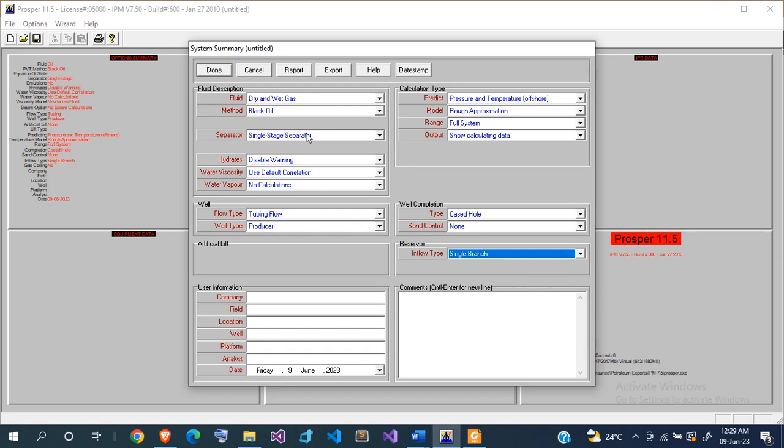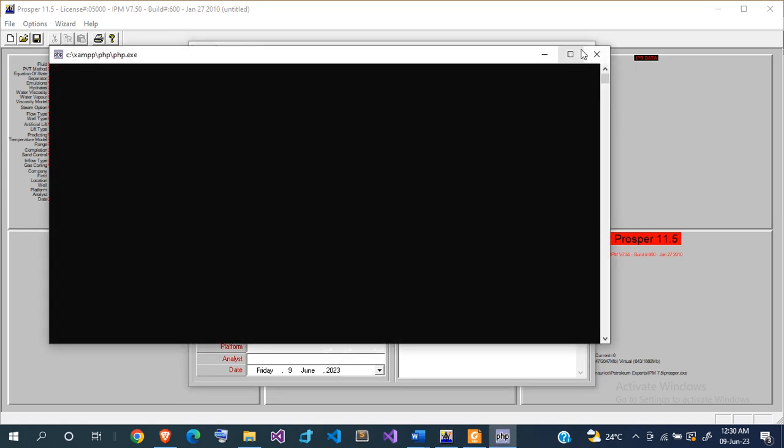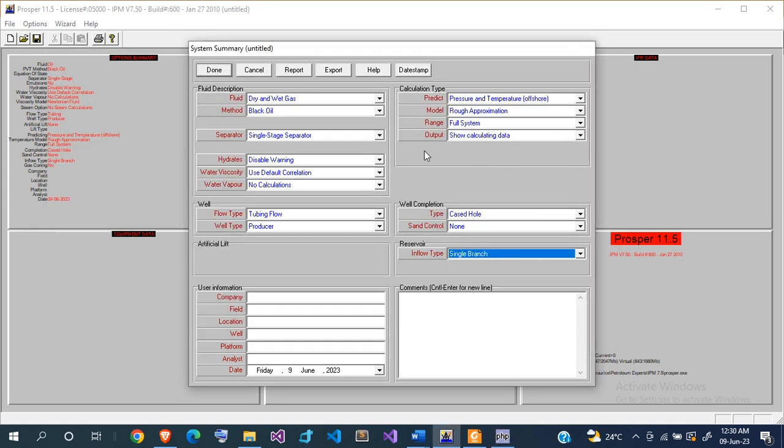Single stage separation, all these ones are not very important at the moment, since we're not looking at surface facility that much. We are doing more of the downhole, the well stuff. So we'll leave everything else at their default. Now, don't forget, if you're doing this for a company, you should supply this information: the company, the field, the location, and all those. This is a simulation tutorial, so I'll leave those ones. So I'll click on done.